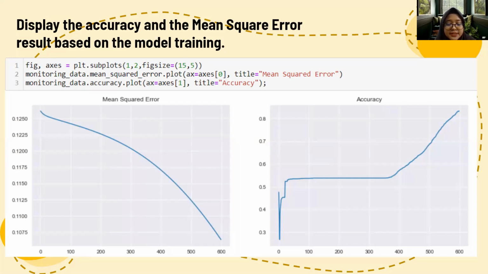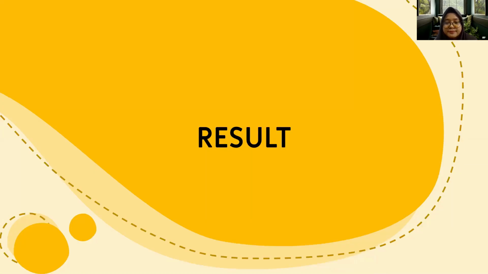As you can see, as the number of epochs increases, the mean square error decreases. And for accuracy, the accuracy increases as the number of epochs also increases. And next is our result.